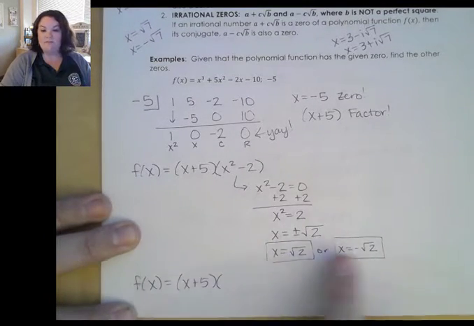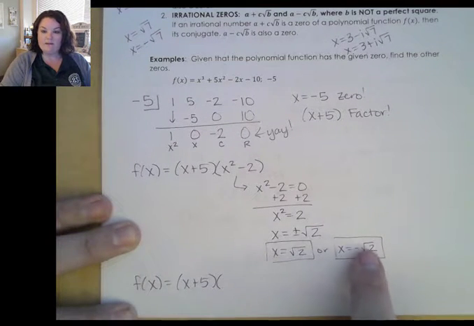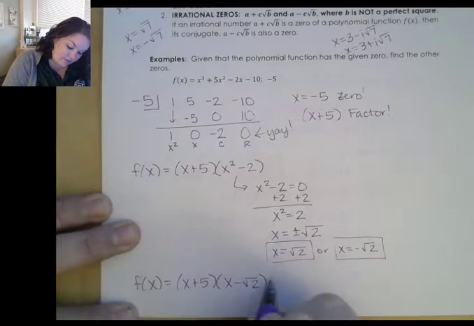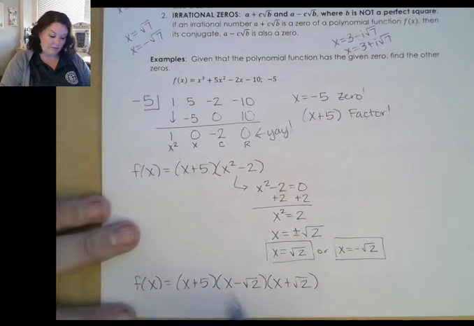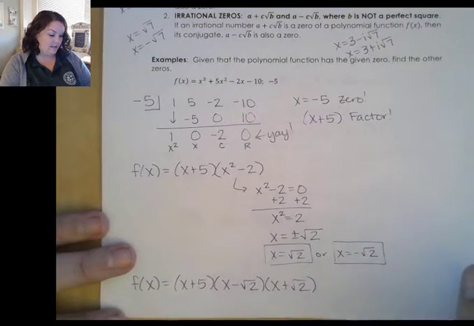And then now that I have my other two zeros, I should be able to move these across and write them as factors. So this would be the factor x minus square root of 2 and x plus square root of 2. So I was also able to completely factor this. Okay? All right, let's look at another one.